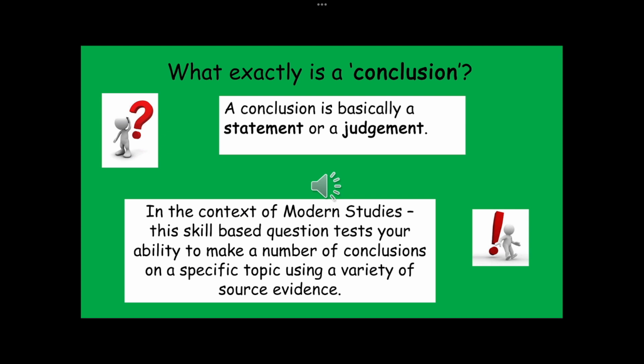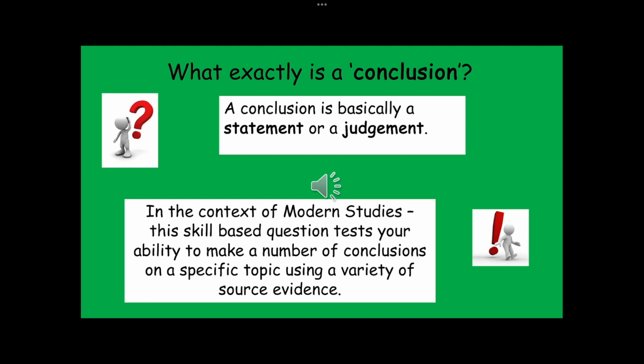So before we start attempting to draw conclusions, we should probably establish what a conclusion actually is. So what exactly is a conclusion? Well, a conclusion is basically a statement or a judgment about something that you're saying definitively, based on the evidence. This is your point of view. That's the judgment you're making on something.